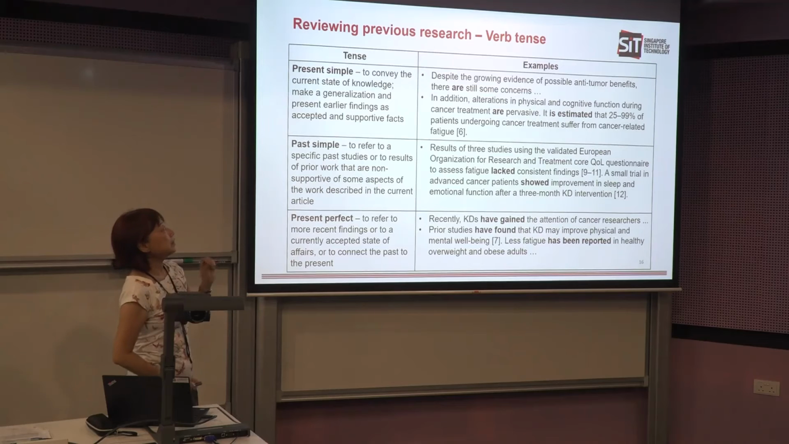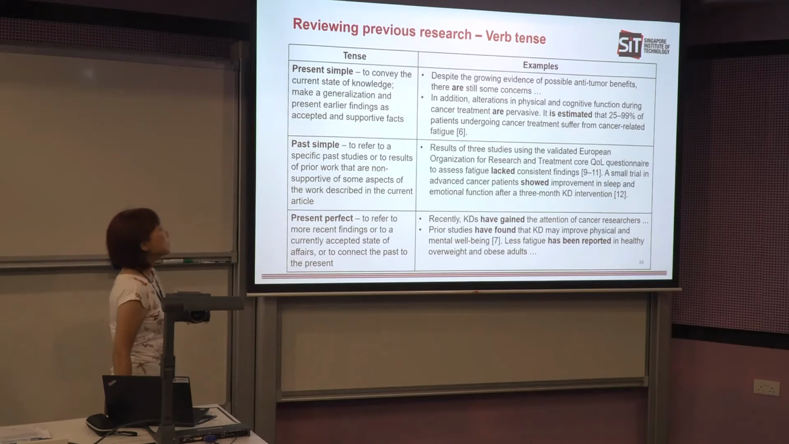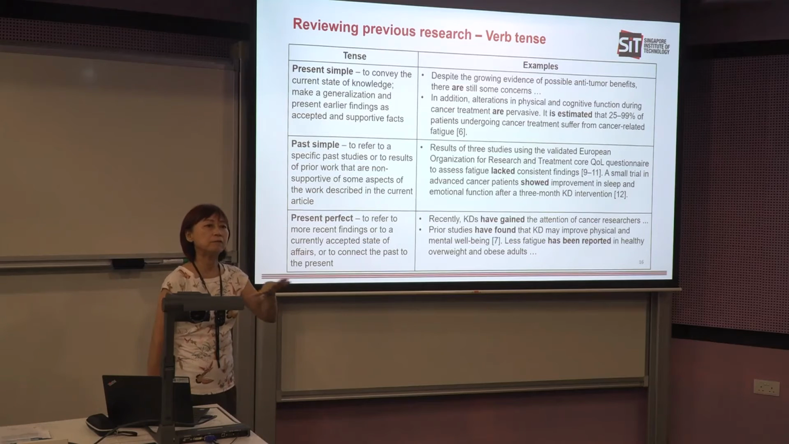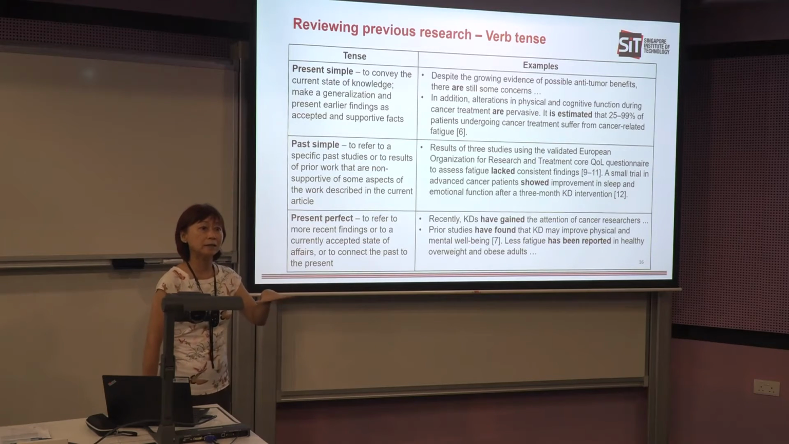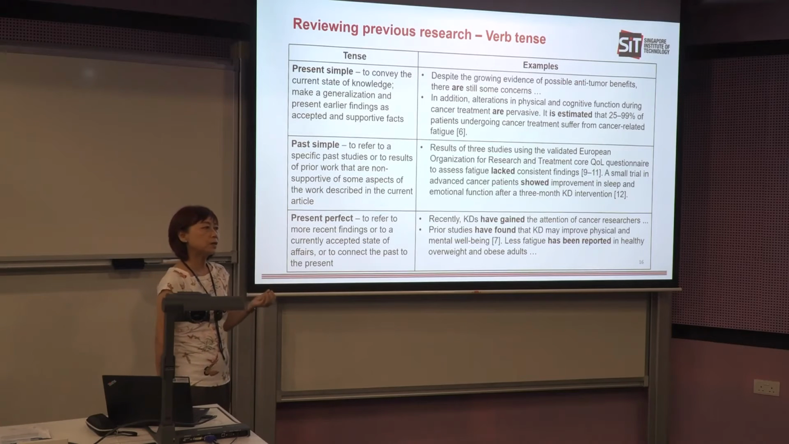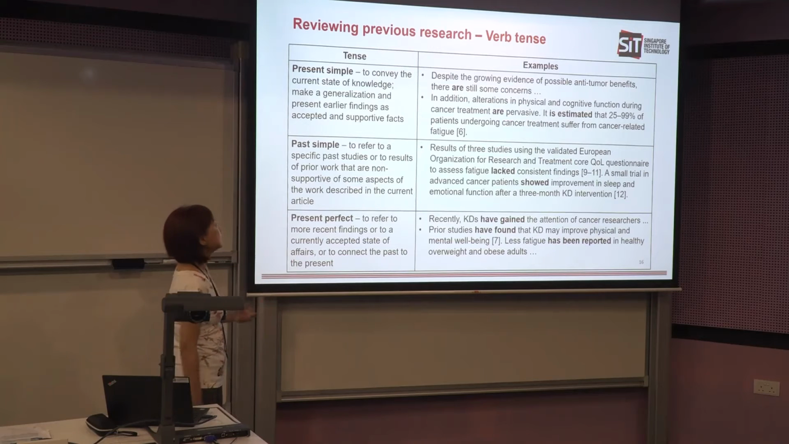When reviewing previous literature, we need to take note of the verb tenses that authors have used. Usually, the present simple is used to show what's still currently deemed as being factual or acceptable as fact. So, "there are some concerns," "alterations are pervasive," suggests to us that the authors accept this as the truth or as the facts.